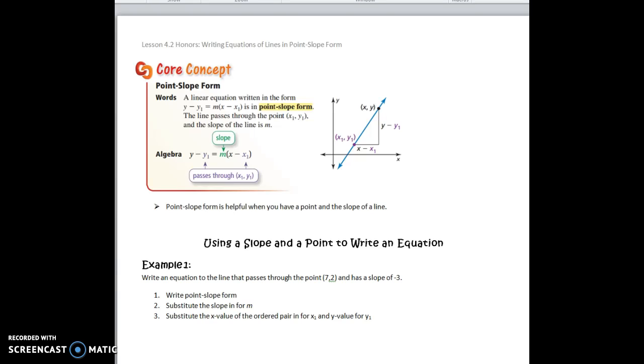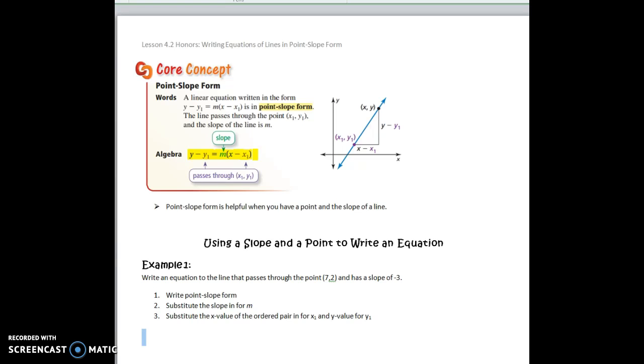Excellent. So we're going to continue our journey of writing equations of lines. Today we're going to talk about a second type of equation for a line, and it's called point-slope form. When you have point-slope form, what you identify is a point and the slope. So all you need to write the equation of a line is one point and a slope. And it's in this form that I just highlighted for you.